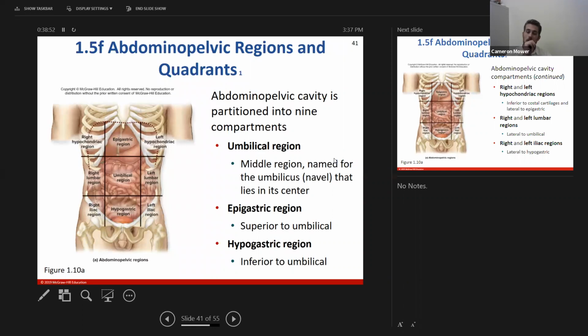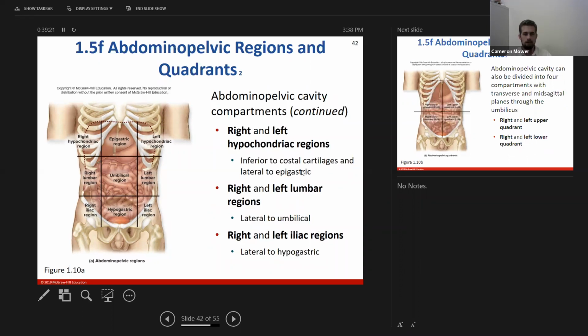Then we've got regions and quadrants. We can partition the abdominopelvic cavity into these 9 compartments. The three main ones here are going to be your umbilical, epigastric, and hypogastric. But then we've also got the right hypochondriac, left hypochondriac, right lumbar, left lumbar, right iliac, and left iliac. And there they are right there.